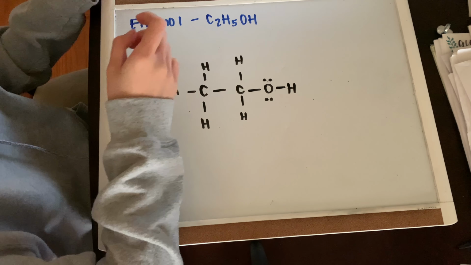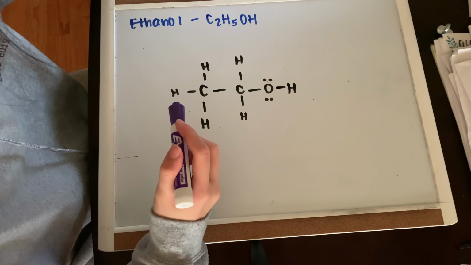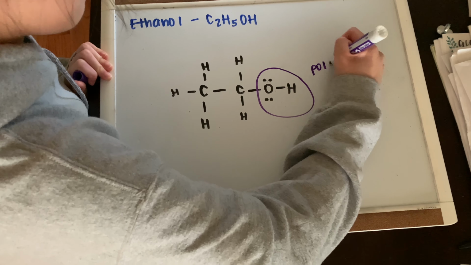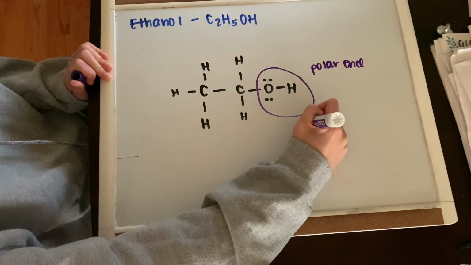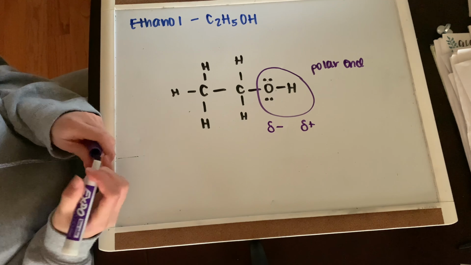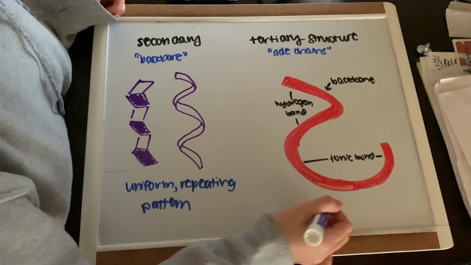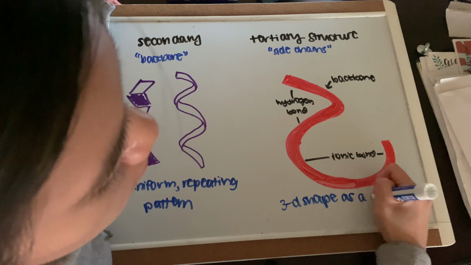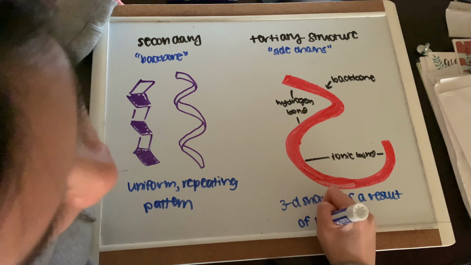Alcohol is an organic solvent with a polar and nonpolar end. Take ethanol, for example. The structure of the molecule at the polar end has a slightly positive charge and a slightly negative charge at opposite ends. As mentioned earlier, the polypeptide backbone creates the tertiary structure with hydrogen bonds between groups along the chain.